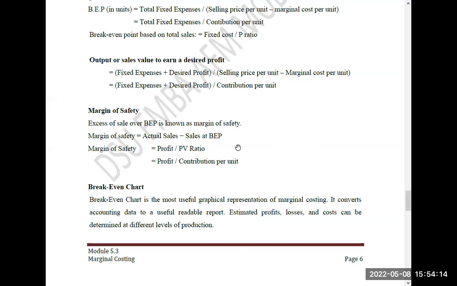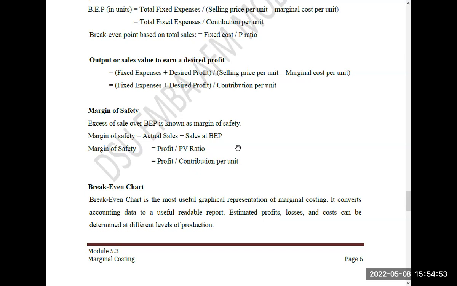Instead of saying that, you can say contribution minus fixed cost is equal to profit. Don't confuse, it's simple: variable cost plus fixed cost plus profit. Okay, we'll go with your own way, no problem, everything is the same only. Write it: sales is equal to variable cost plus fixed cost plus profit.